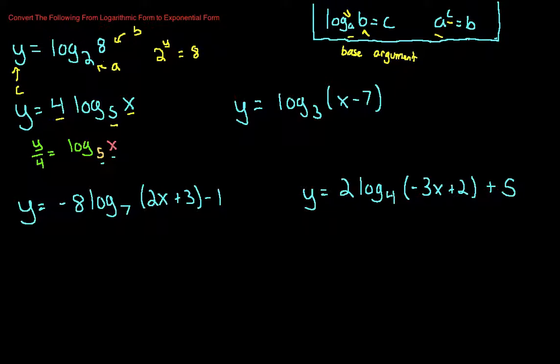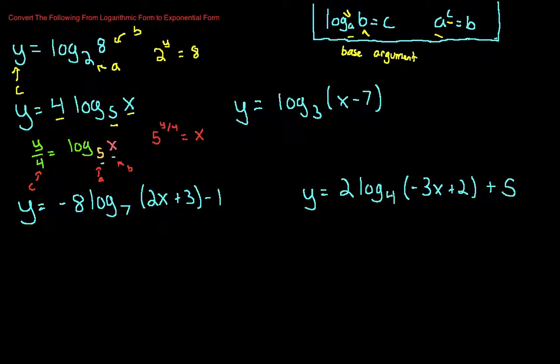So I can now define my terms as a, b, and c. My 5 value is my base, so that's a. My x value is my argument, so that's b. And y over 4 is the other side of the equation, so it's my c value. So this equation becomes 5 raised to the y over 4 is equal to x, and that's how we would solve a problem like that.